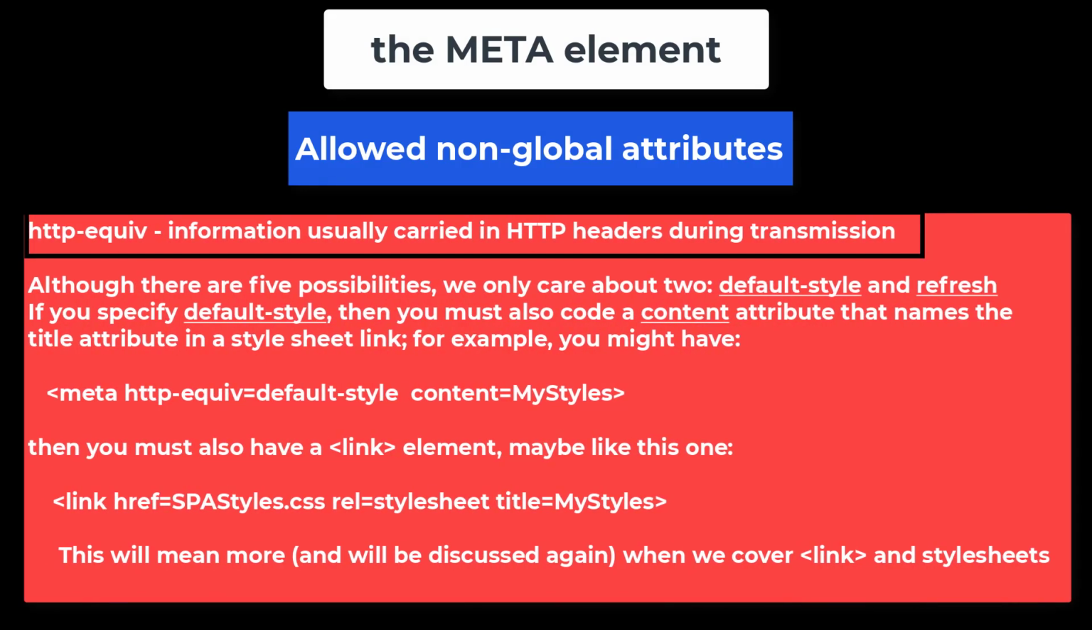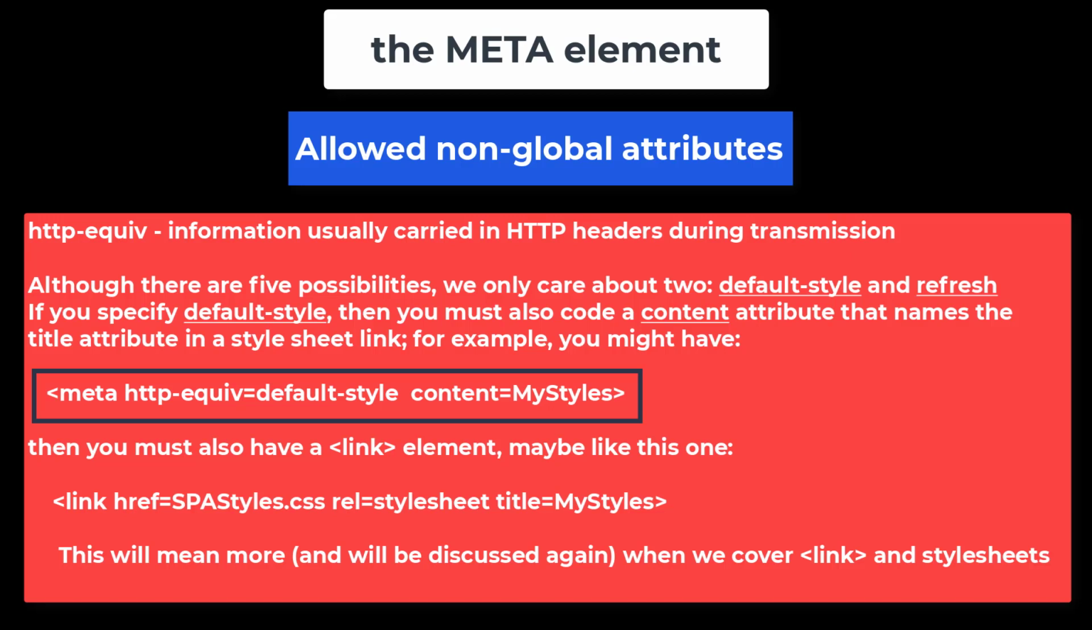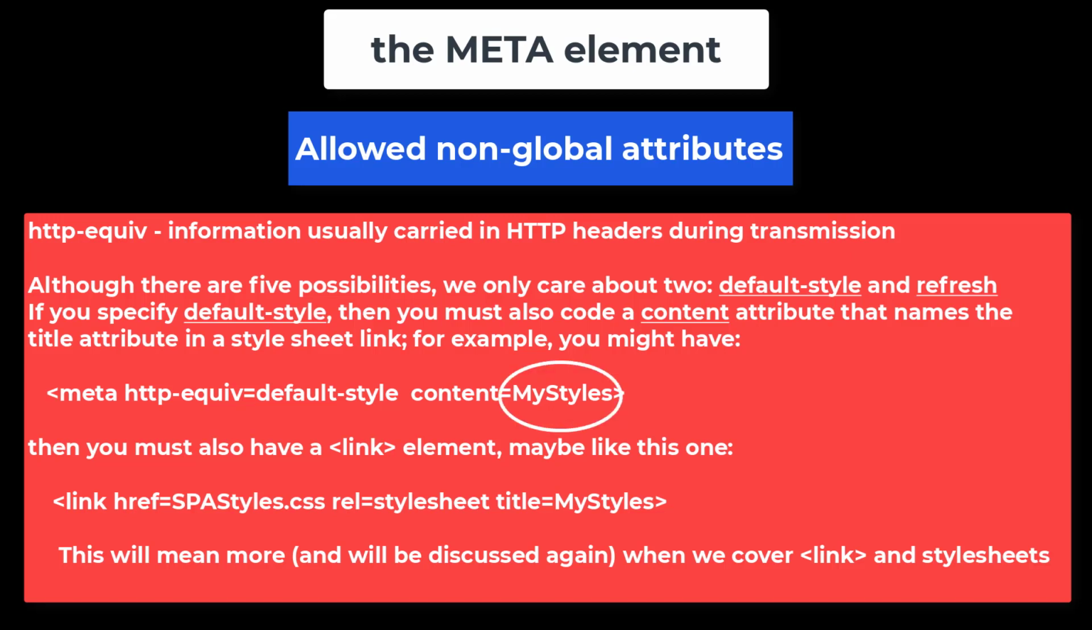HTTP equiv is usually information carried in HTTP headers during transmission. Although there are 5 possibilities, we only care about 2, default style and refresh. If you specify default style, then you must also code a content attribute that names the title attribute in a style sheet link. For example, you might have meta HTTP equiv equals default style, content equals my styles.